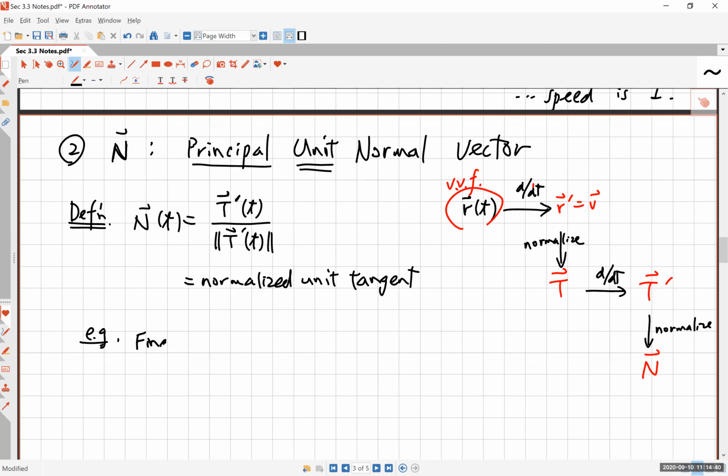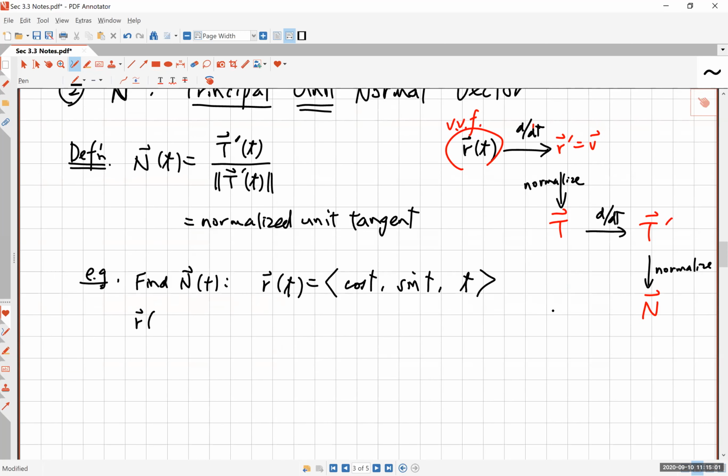So let's find the principal unit normal vector for our helix. This is always a go-to kind of example here. It's cosine t, sine t, and t. And by the way, t can be anything. I don't have to restrict it to from 0 to 2 pi. So r prime is negative sine t, cosine t, 1. You normalize it, so you have to know what the norm of this is.